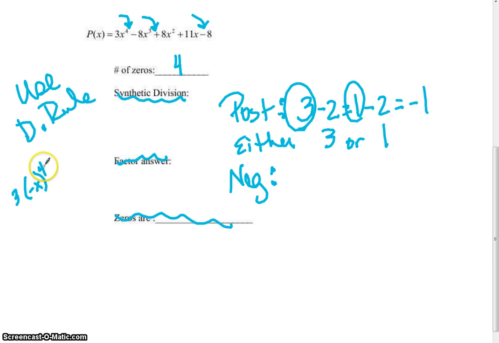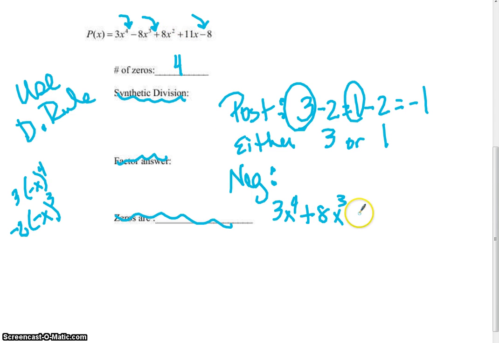As long as it's to an even power, it does not change anything. This is still going to be 3x to the 4th. But if it's an odd power, it's like saying minus 8 times negative x to the 3rd. Well, negative x to the 3rd is negative 1 times negative 1 times negative 1, which is a negative. So this right here changes. This becomes plus 8x to the 3rd.